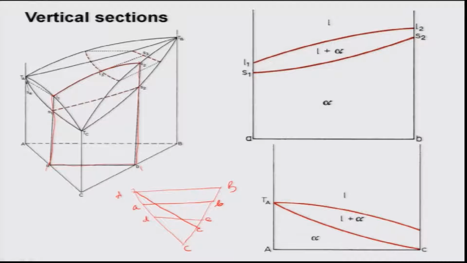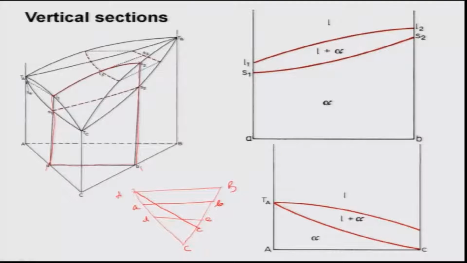But remember, this is not the case. What I mean to say is that it is not like a binary isomorphous phase diagram. I cannot draw tie lines like this. These are all wrong, completely wrong. You cannot draw tie lines there. It is very clear why I cannot draw.